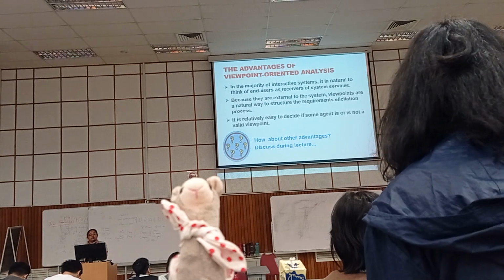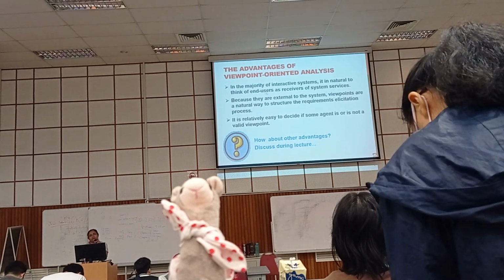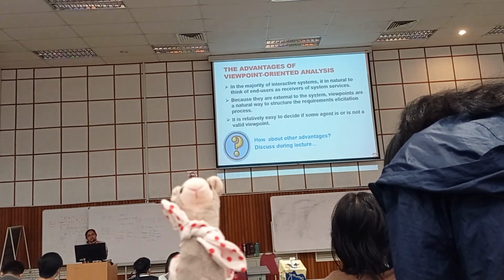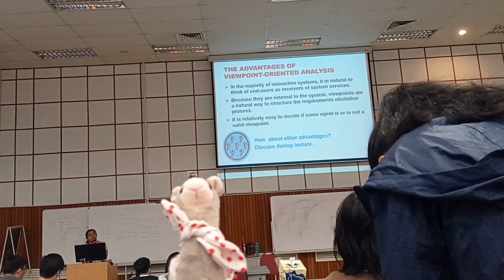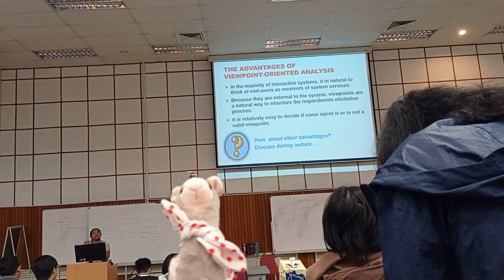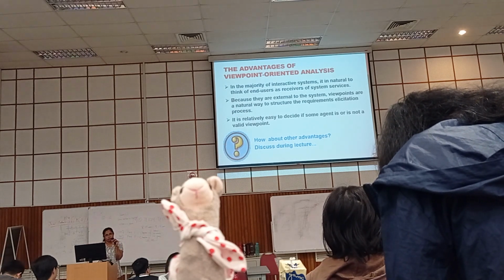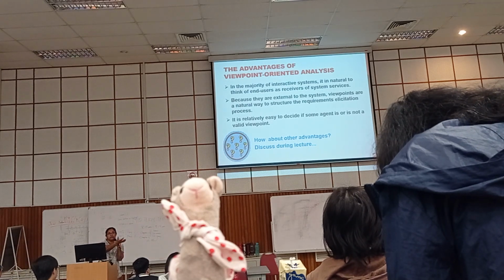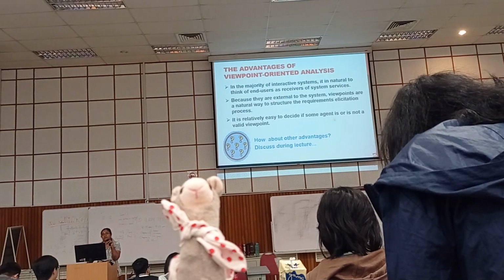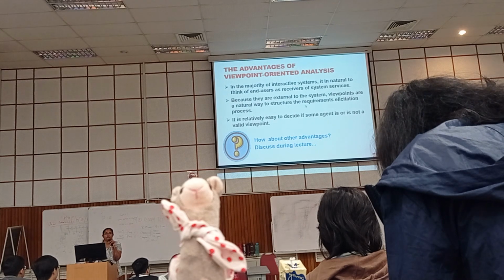In the majority of interactive systems, think of end users and receivers. So always we consider the end users as the receivers. They are external to the system. Viewpoints are a natural way to structure requirement elicitation, very related to your earlier process, elicitation. Advantage: easy to do. It is also easy to decide if some agent is or is not a valid viewpoint.